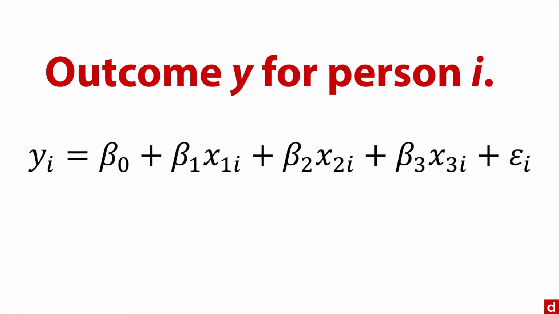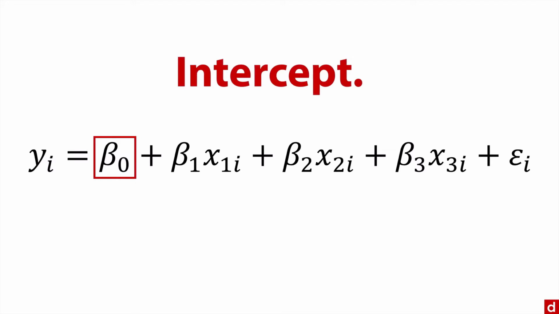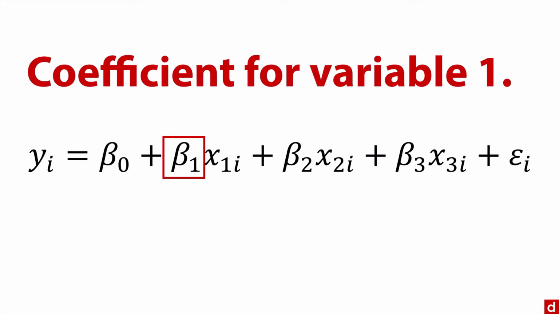I stands for each case in our observations. So here's outcome Y for person I. This letter right here is a Greek beta, and it represents the intercept or the average. That's why it has a 0, because we don't multiply it times anything. But right next to it, we have the coefficient for variable 1. So beta, which means a coefficient, sub 1 for the first variable.